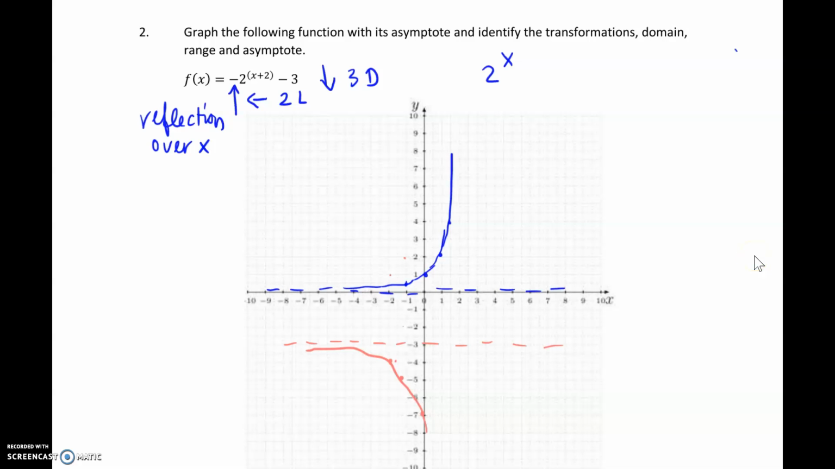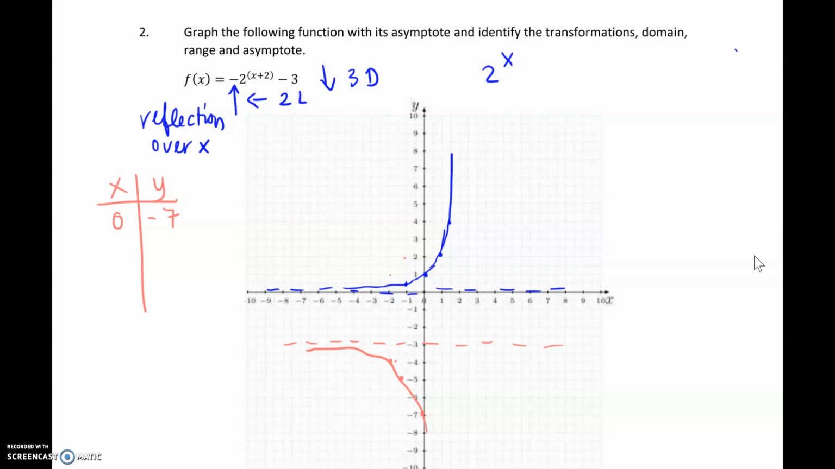And then to answer those questions below, actually before we do that, another thing we could do is just plug in some points. So maybe you want to plug in x equals 0. When I plug in 0, I have 2 to the second power, which is 4. Make that negative, it's -4, minus 3 is -7. So we have our point 0, -7.